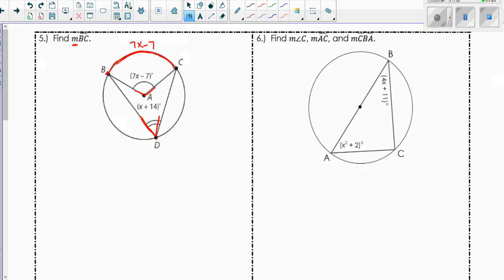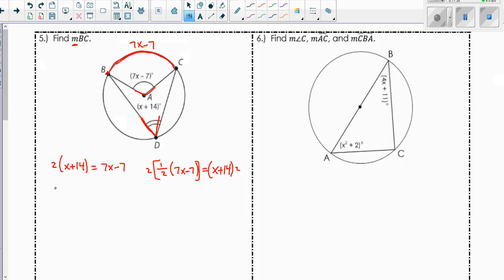So if that's the case, then I could take 2 of these x plus 14s to equal 7x minus 7. Or I could say half of 7x minus 7 equals x plus 14. It's always easier to double something than it is to take half of something. However, in this case, I could take this all by 2 and this all by 2 as well, which is the exact same thing that this equation is doing. So I'm going to solve this equation.